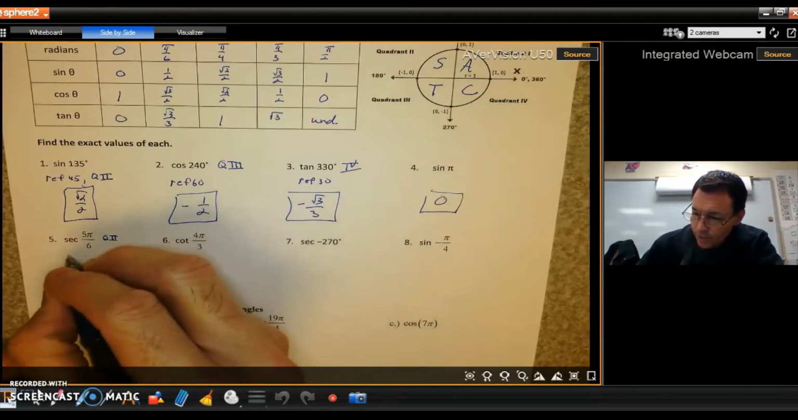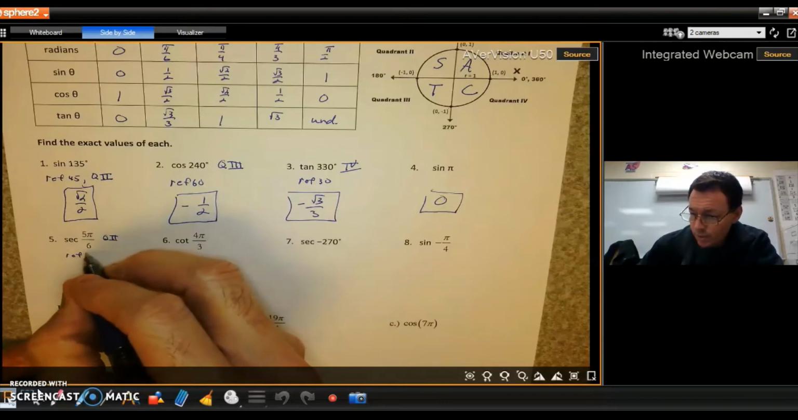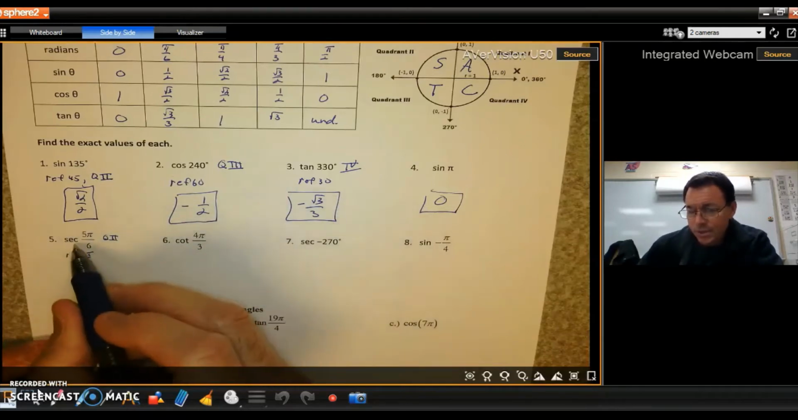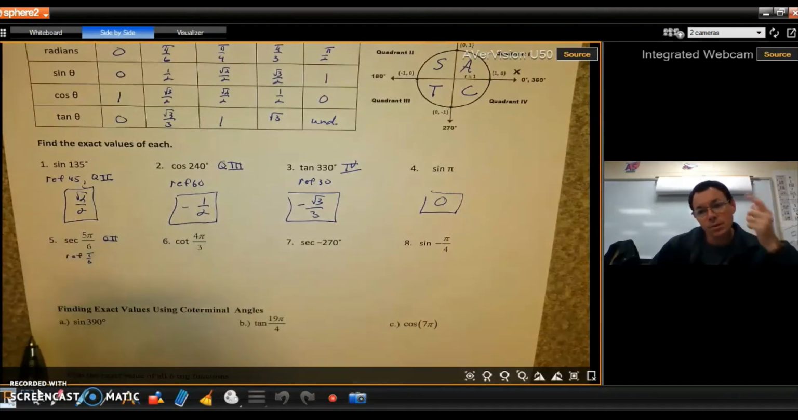The reference angle is pi over 6, because we are 1/6 away from 1, so pi over 6. But this is asking us for the secant. I don't know that. Secant isn't on our chart. That is the reciprocal of cosine.